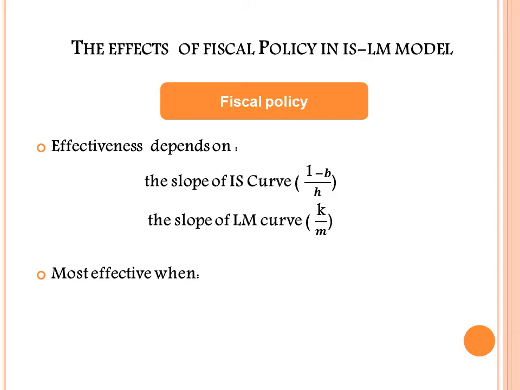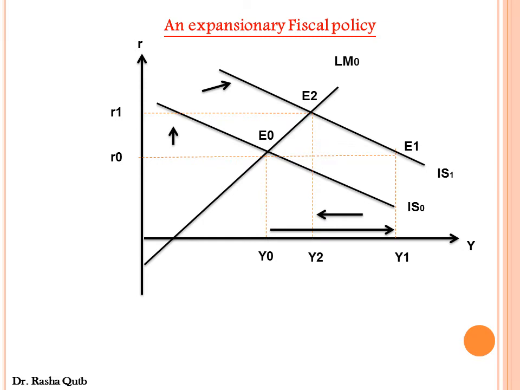We will find in the last part of this lecture that fiscal policy would be most effective when the IS curve is vertical and the LM curve is horizontal. Starting with an expansionary fiscal policy, which means that either government expenditure would increase or taxes would decrease, or government expenditure and taxes would increase together by the same percentage.